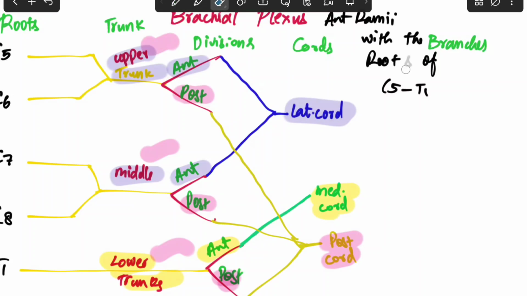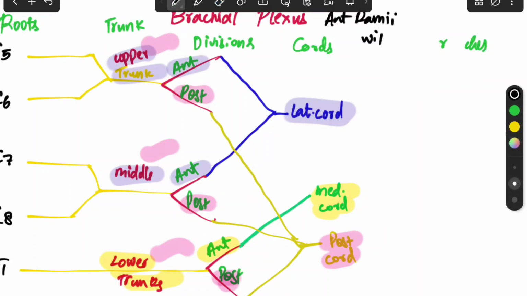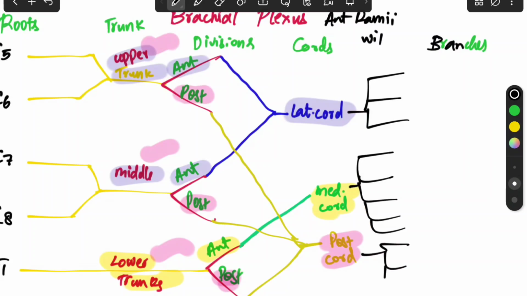The lateral cord gives three branches, the medial cord gives five branches, and the posterior cord gives five branches. To remember this, there's an easy technique. I am going to give the trick as LML for the lateral cord. For the medial cord, 4M and U is the trick: 1, 2, 3, and 4 M, and U will be the trick for remembering the medial cord.